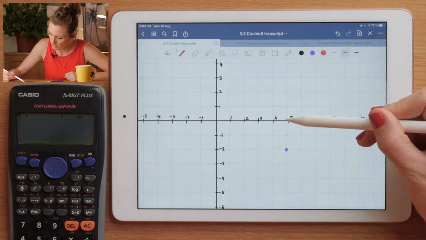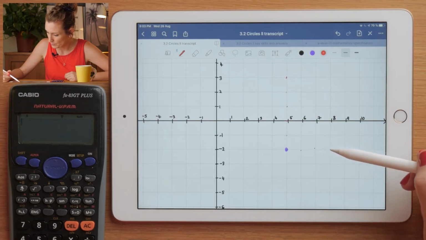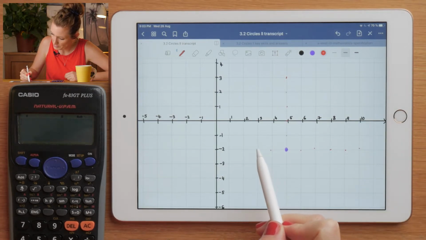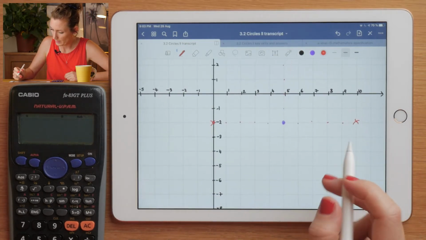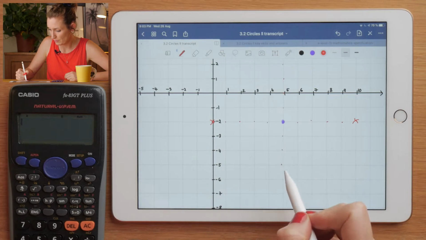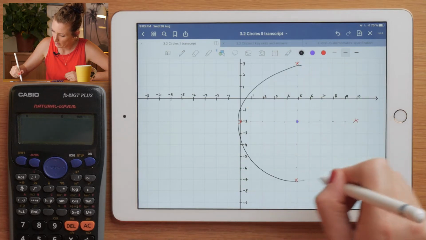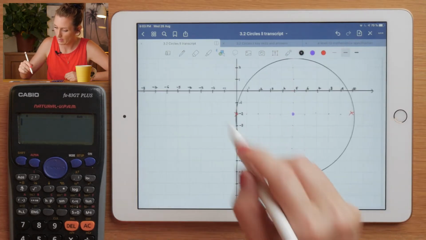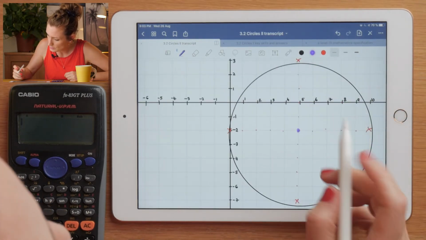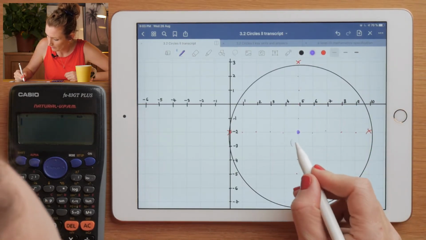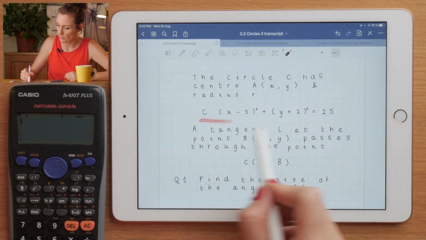So 5 above, 1, 2, 3, 4, 5. 5 to the side, 1, 2, 3, 4, 5. Other side 5, 1, 2, 3, 4, 5. Put little crosses. And below, 1, 2, 3, 4, 5. So this is what our circle C will look like. Okay, you can label it. And like I said to you previously, it's a good idea to pencil in (5, -2), the center. So that's the circle on our diagram.